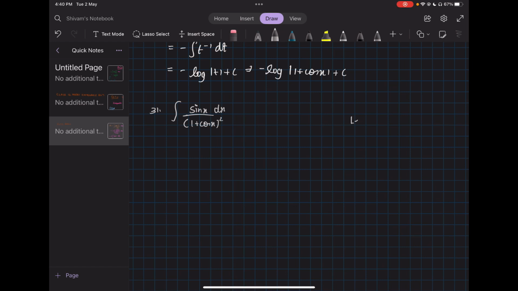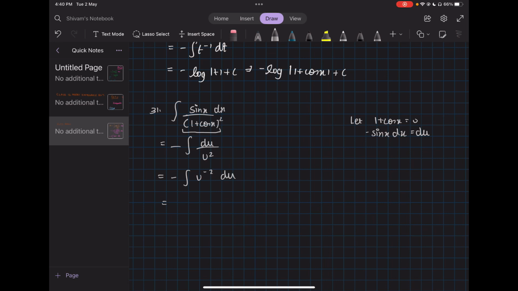So I'm gonna let 1 plus cosine of x equals u. Then we get minus sine x dx is du. So again, we're gonna have a minus sign, and I'm gonna push that minus sign directly out of the integral and write it as du, and of course in the denominator we'll have a u squared. That's a minus u to the minus 2nd power du.